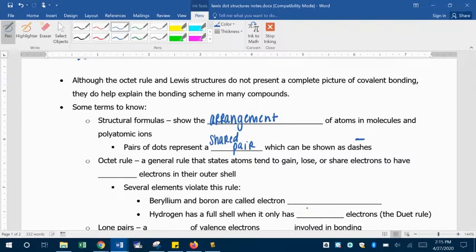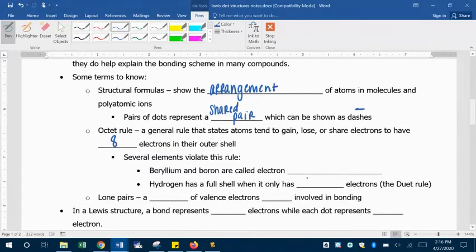Now, I used this term already. Octet is the general statement that says that atoms tend to gain, lose, or share electrons so that they then have 8 electrons in their outer shell. And this is a goal of most of the atoms on the periodic table. But there are some elements that violate this rule, and you'll want to remember these. Beryllium and boron, they violate this rule because they are okay being electron deficient.